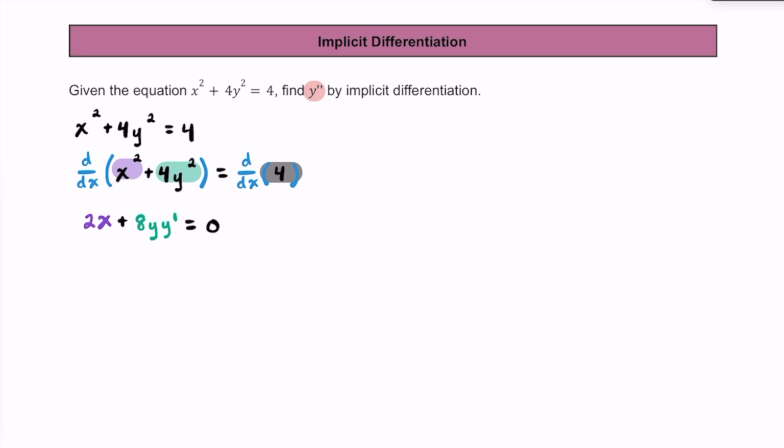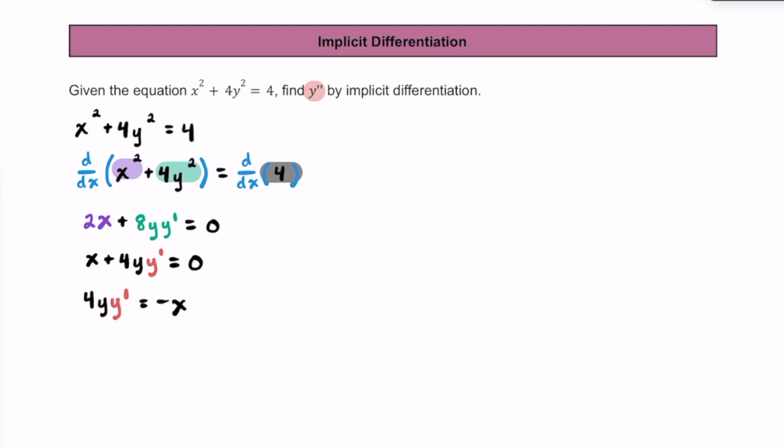Now let's clean this up a little bit by dividing everything by 2. If we do that, we're going to be left with x plus 4y multiplied by y prime, or dy dx. That's going to be equal to 0, since 0 divided by 2 is still 0. Now to find dy dx, or the derivative, let's isolate this y prime here. We can do that by first subtracting x from both sides of the equation. Then we're going to have 4y times this y prime, and that's going to be equal to negative x.